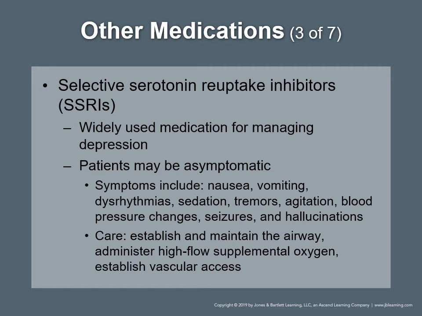Managing a patient with an SSRI overdose follows the general approach for poisoned patients. Establish and maintain the airway, administer high-flow supplemental O2, establish IV access, call for paramedic backup as needed, consider a single dose of activated charcoal per medical control, and transport the patient to the appropriate facility.